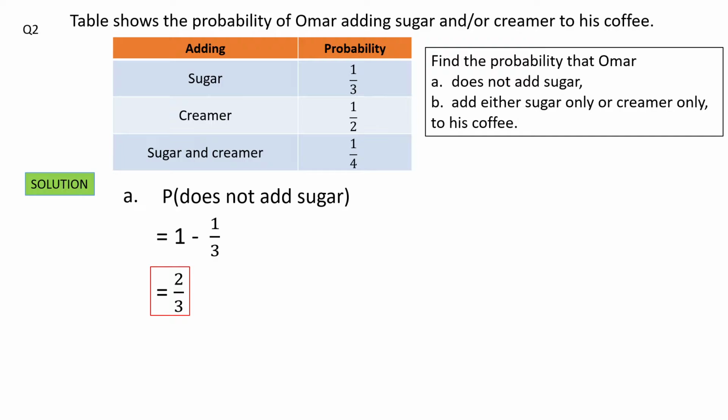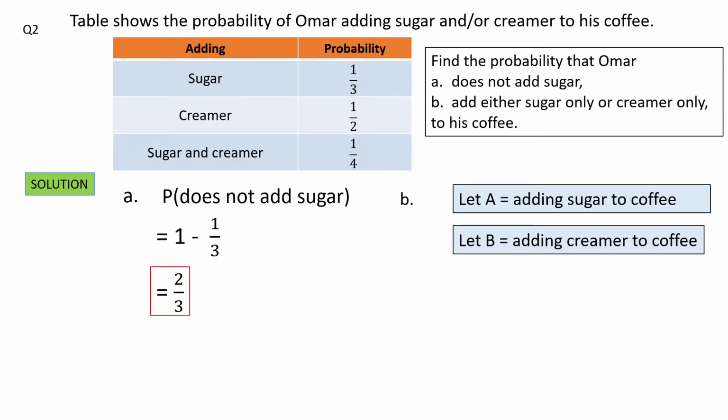When you have the word or, you have to check whether this is a mutually exclusive event or a non-mutually exclusive event. Adding sugar and creamer can happen together. Okay, so let's find the answer. First you define the events. Let A be adding sugar to coffee and B be adding creamer to coffee. Probability add either sugar only or creamer only.